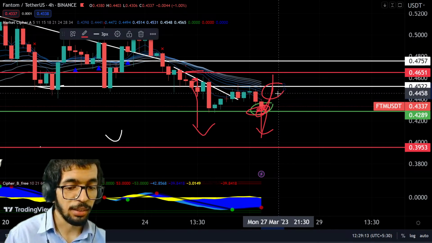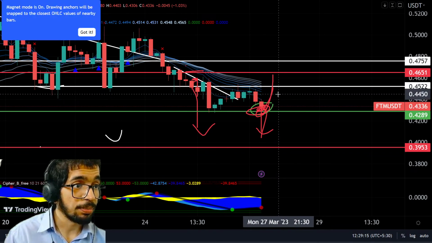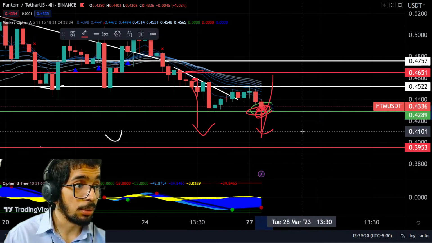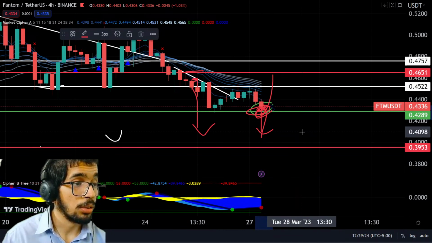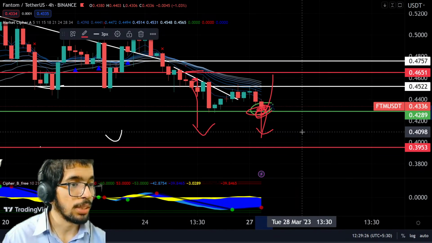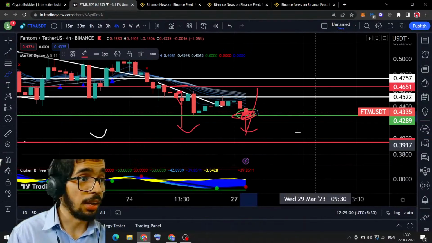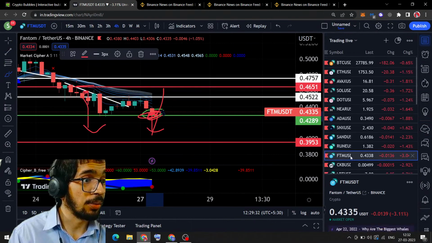Okay, so right now it's bearish, so if it breaks this area, the short entry comes from 0.42. From 0.42 to 0.39, you take profit per short. Okay, so now let's talk about the entry which actually hit.